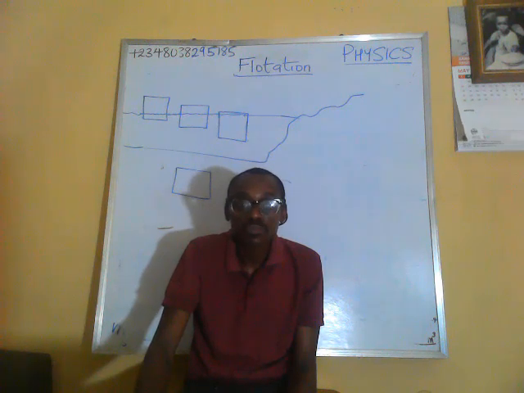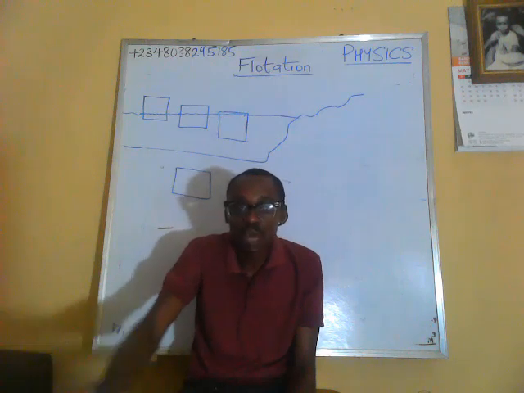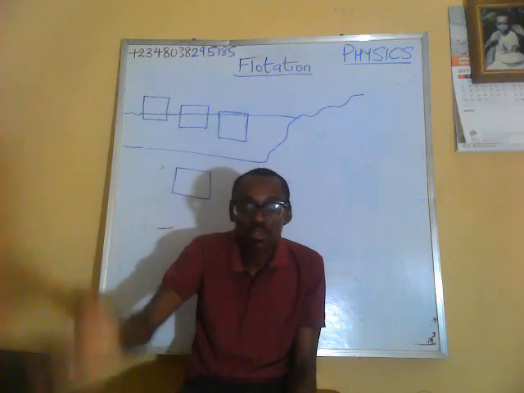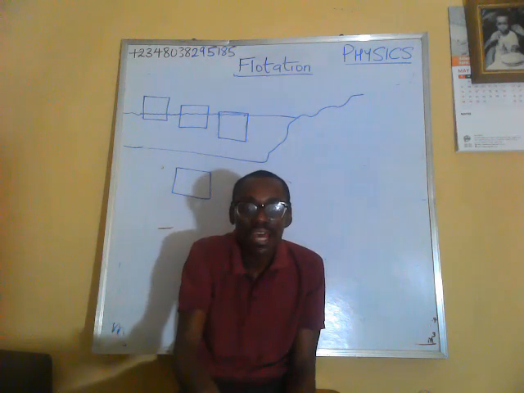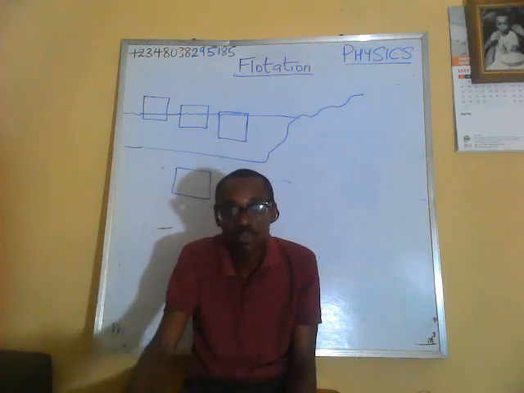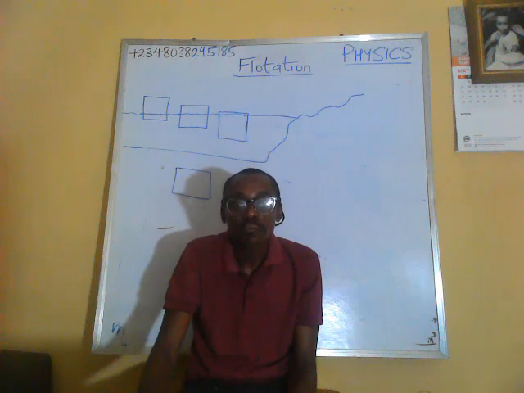So, like I said, we'll be looking at the principle of flotation. What is flotation? What makes a body float? Sometimes you drop an object inside a liquid, let's say water, and it sinks. Or in some instances, it won't sink, it will float. There are instances whereby a certain part will be beneath the water and a certain part will be above, and it will still float. So what causes that? What makes the body sink and what makes it float?